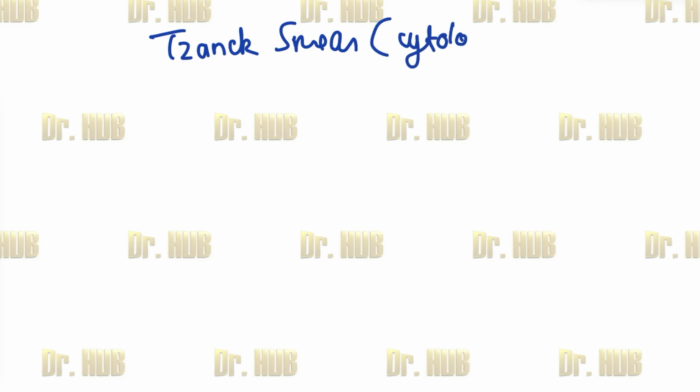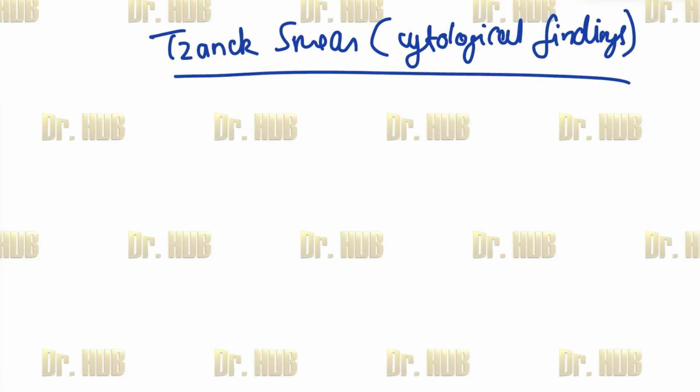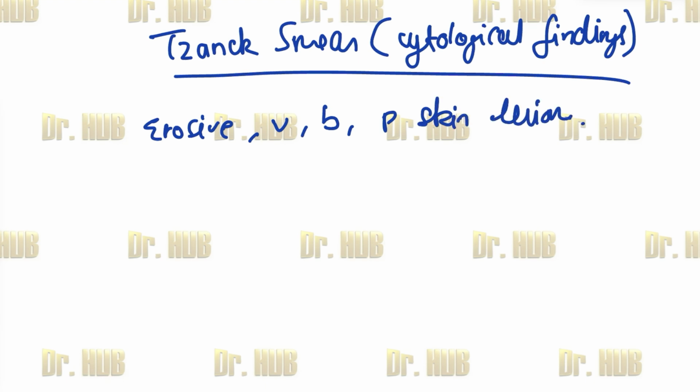Let's look at Tzanck smear. So we're looking at Tzanck smear and the cytological findings. Under Tzanck smear, first, it acts on the erosive, vesicular or bullous or the pustular skin lesions. Next, what is done is it acts on the acantholytic cells.